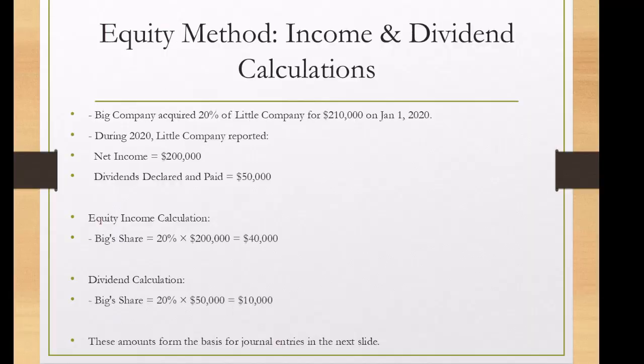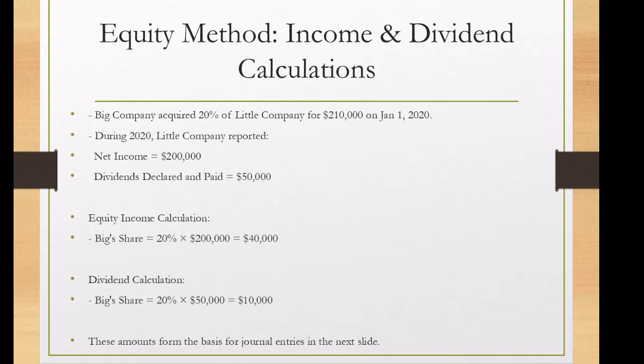Let's walk through the numbers behind the equity method. On the 1st of January 2020, Big Company acquires a 20% stake in Little Company, paying $210,000. Because this level of ownership implies significant influence, Big must apply the equity method to account for its investment.